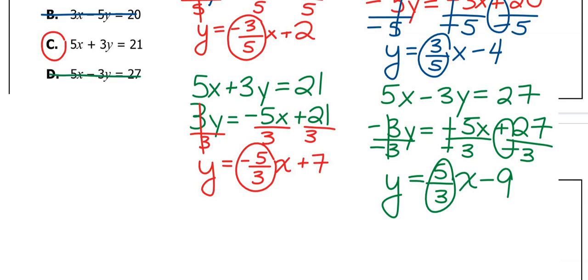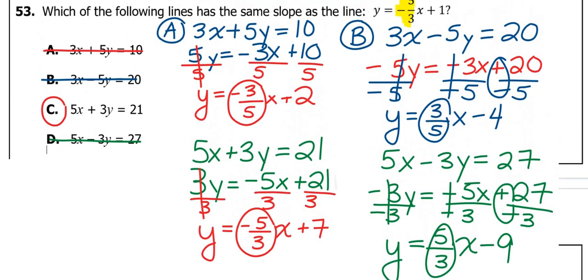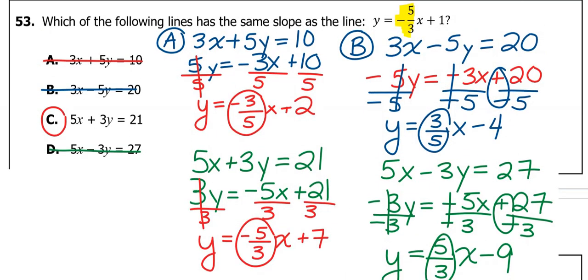Choice C is the only correct answer that has a slope of negative 5/3, but we had to convert it into slope-intercept form first. Okay, we have one more page to go.